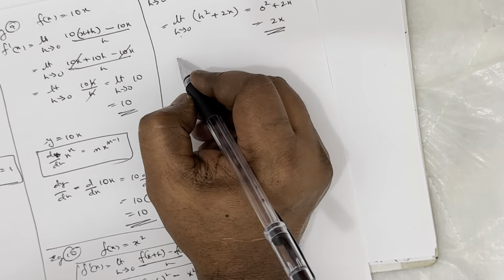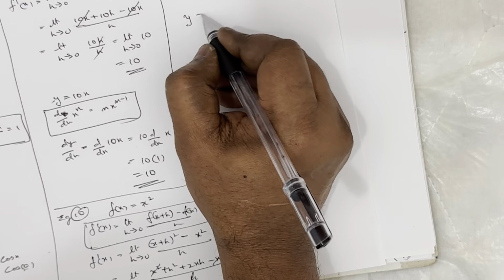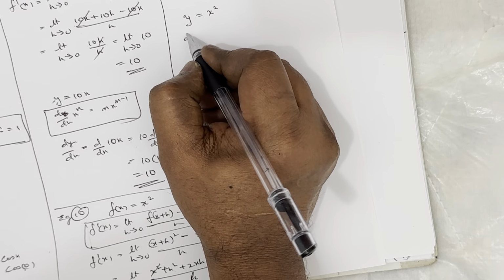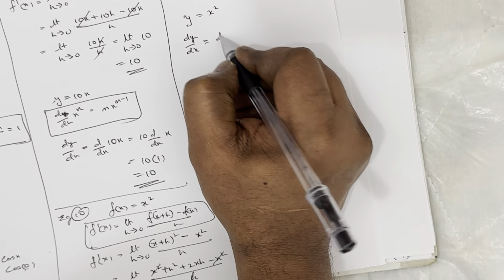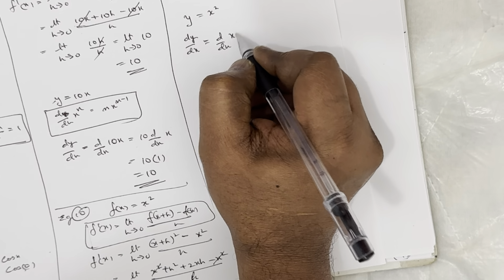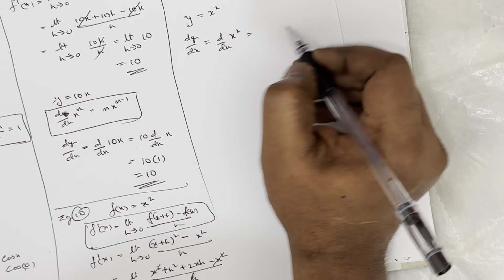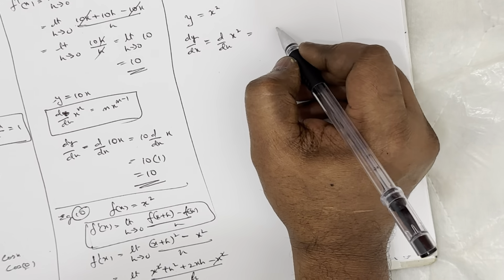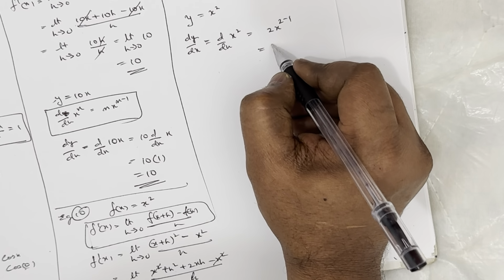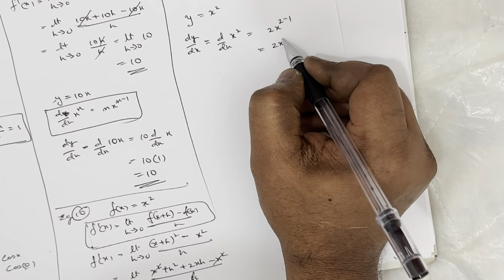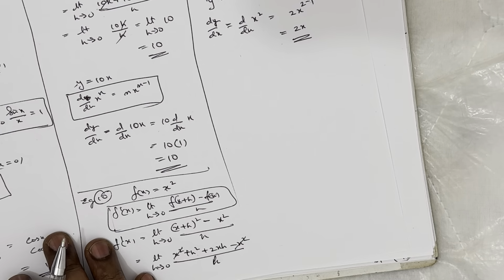Okay, now we'll do it in the second method. Let the function be y is equal to x squared, so dy by dx is equal to d by dx of x squared, which is in the form n into x raised to n minus 1. So 2x raised to 2 minus 1, and 2 minus 1 is 1, so it's 2x. Okay, that's it.